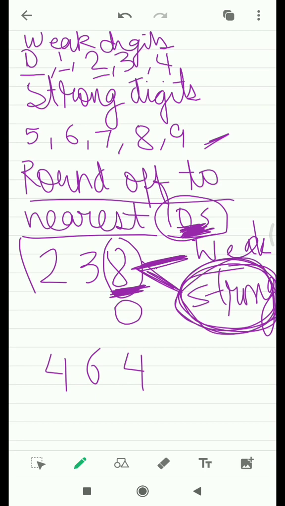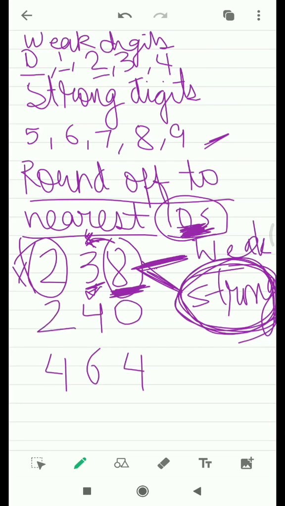So a strong digit has a power that it pushes the next digit, which is 3 here. Since 8 is a strong digit, it will push this 3 to the next digit 4. So your 3 will become 4. It happens for the very next number only. It doesn't happen for this one. This 2 will remain 2 only. So that's how you round off to the nearest tens.